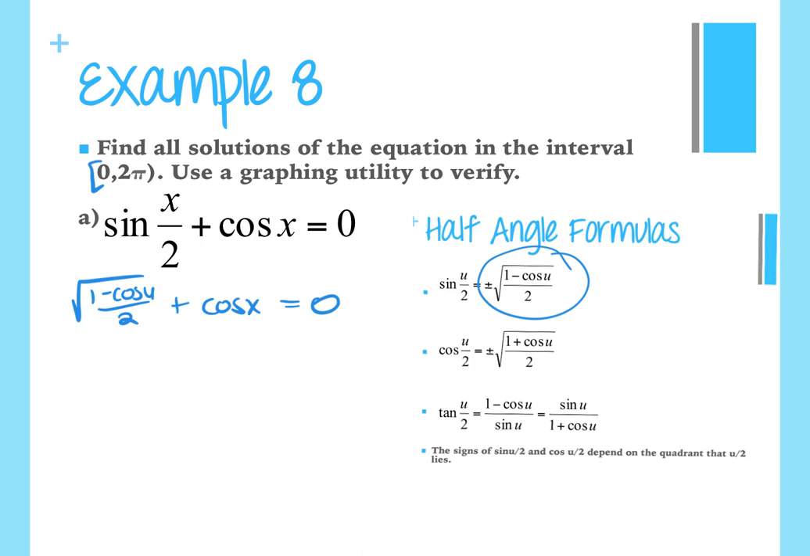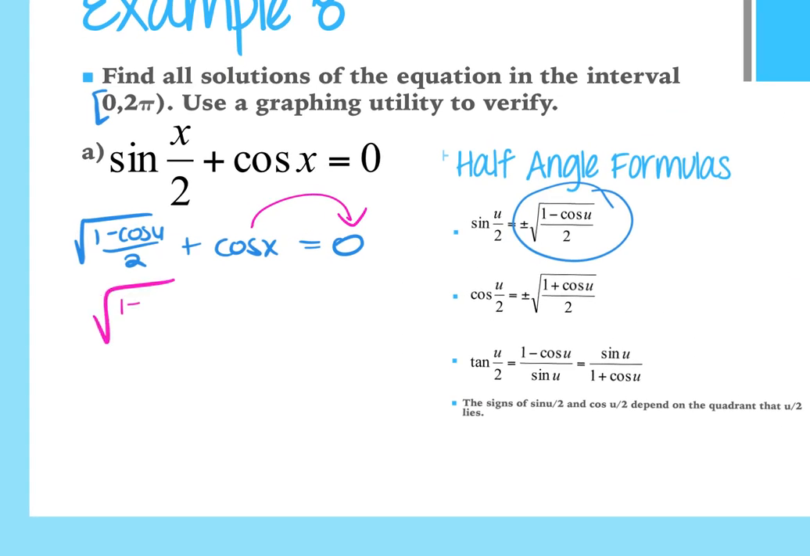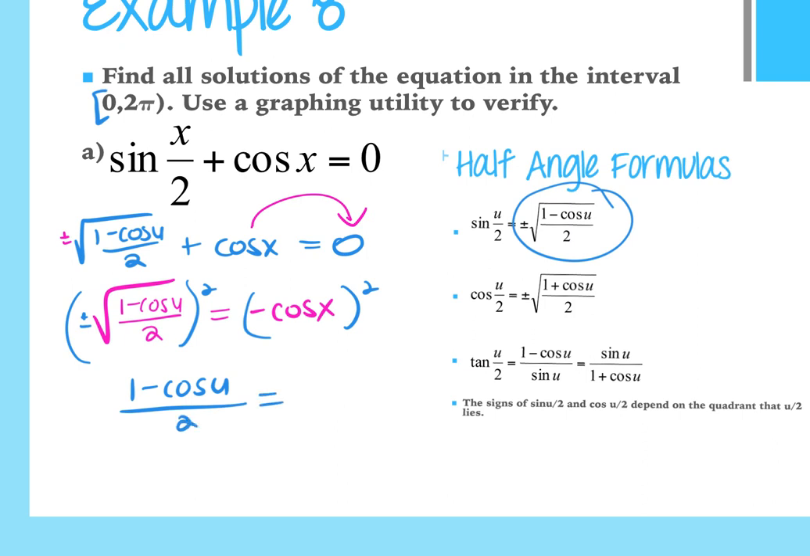How do I get rid of a square root? Well, first I got to move this sucker over here, right? They have to separate. So I'd get 1 minus cosine of x over 2 equals negative cosine x. Now this could have been plus or minus, but what happens when I square both sides? That becomes positive, so the plus or minus doesn't really matter. It's going to go away. And I get 1 minus cosine of x over 2 equals cosine squared x.